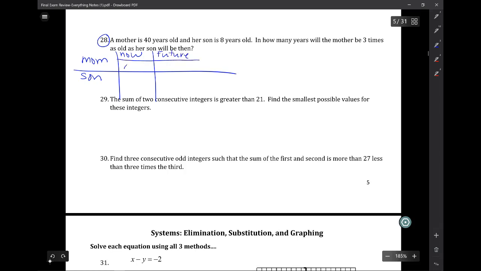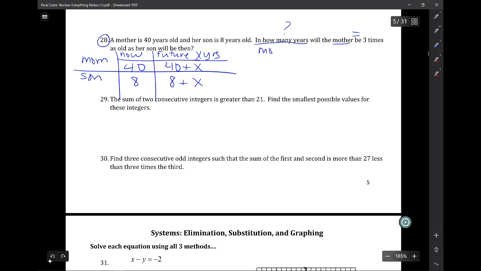Okay, a mother right now is 40 and her son is 8. It's asking in how many years? I don't know. That's what I need to find out. So in math, when we don't know something, we usually let that be represented by x. So in the future, x years. I don't know how many years, so 40 plus those years and 8 plus those years. It said the mother will be 3 times her son's age.